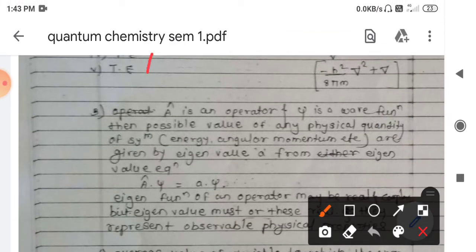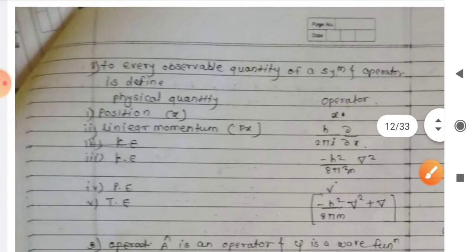Next is the total energy. The total energy operator is H cap, that is the Hamiltonian operator. The Hamiltonian operator is the combination of kinetic energy and potential energy, since the total energy of a system is kinetic energy plus potential energy. Kinetic energy is minus h square upon 8 pi square m into grad square, plus V, where V is the potential energy. So this is the second postulate.